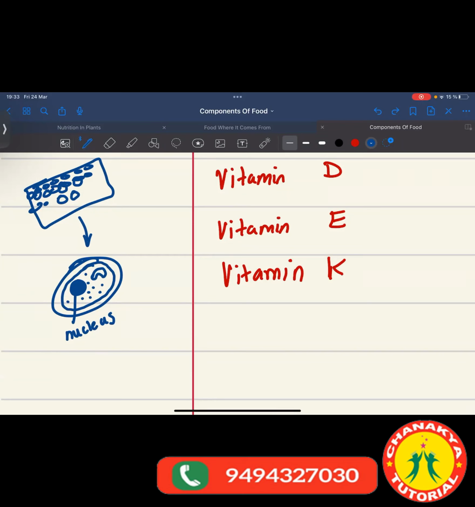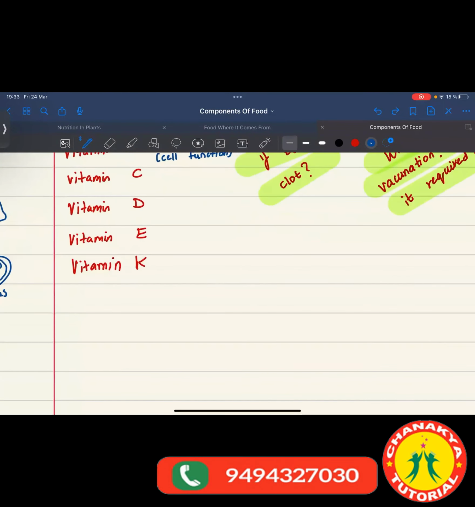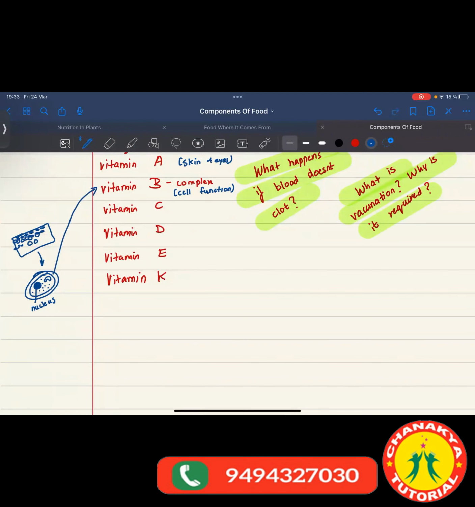It will again regrow, like another new cell will be formed. So these cells need to function properly in order for our body to function properly. If these cells don't function properly, then we'll also not function properly. So for this functioning to occur properly, we need vitamin B. All right, am I clear?